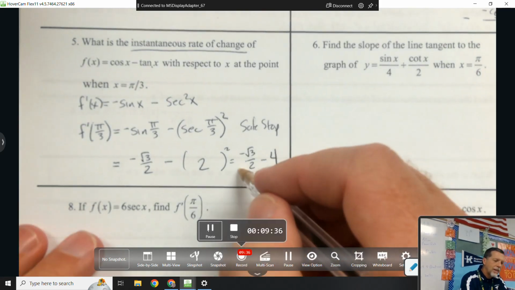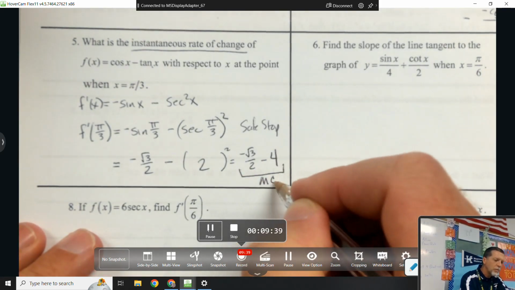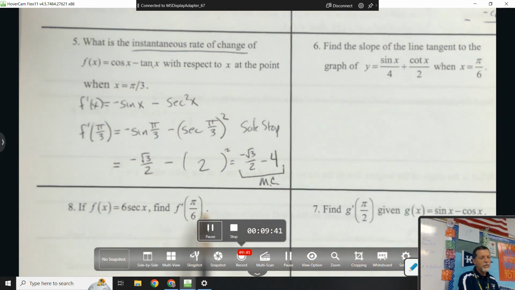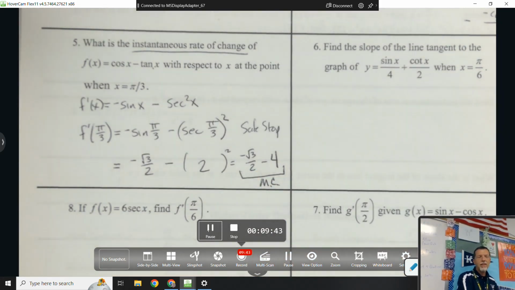And again, something as straightforward as that question is probably going to be multiple choice, and you'll need to be able to simplify it to get the right answer.